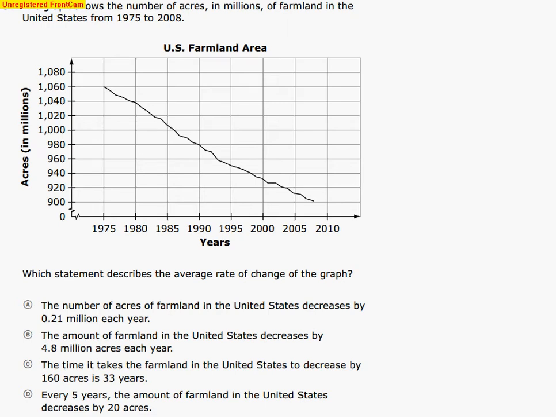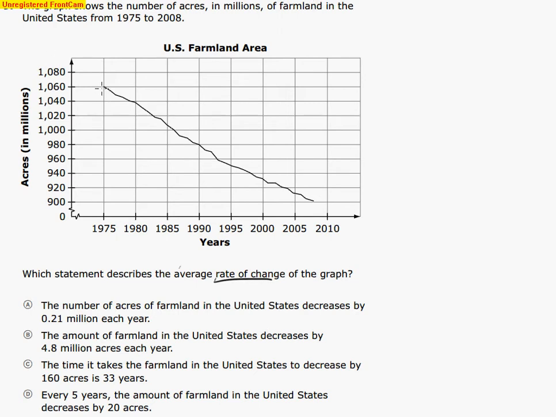Here we have a classic slope question. Instead of using the word slope, though, this question is going to refer to it as the rate of change. So write down here rate of change, but we know that rate of change is going to be slope.